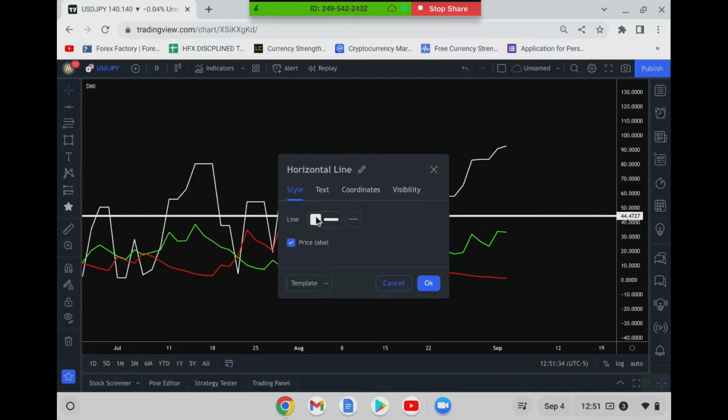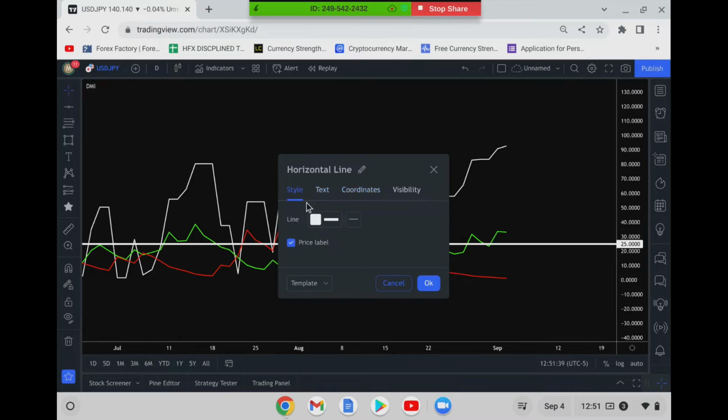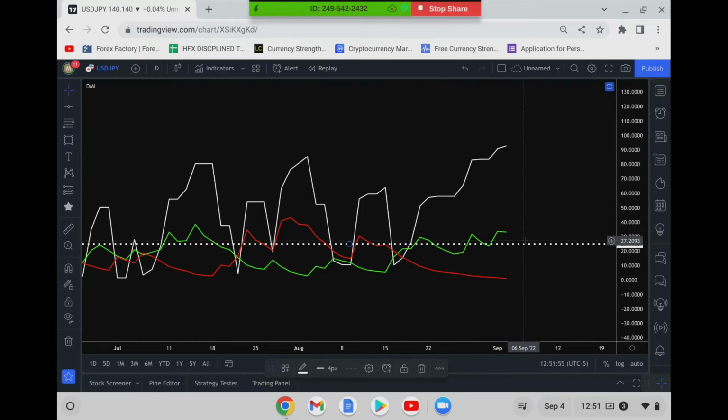Go here to the coordinates. We're going to make this 25. And then I'm going to actually make this a dotted line. So now that we have plotted the 25 line here on our DMI, you guys, whenever you see the white line cross above the 25, you know that there's actually an influx of momentum occurring within the market during that time. So you guys, anything under 25, whenever this white line is below this 25 dotted line, you can assume that this is an absent or a weak trend, okay?